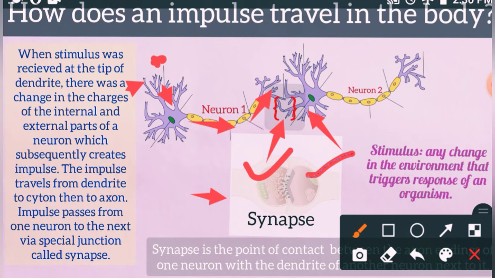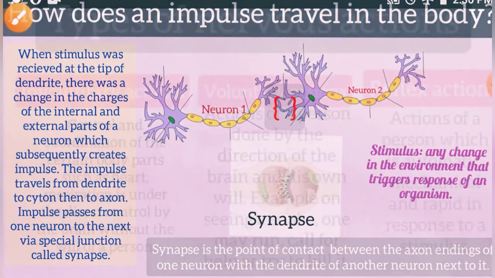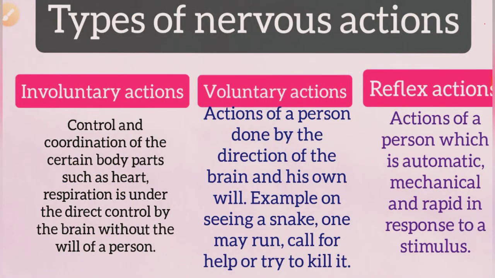What is a stimulus? If you don't know, a stimulus is any change in the environment that triggers or makes the organism respond. The nervous system performs three different kinds of actions, which are called involuntary actions, voluntary actions, and reflex actions.